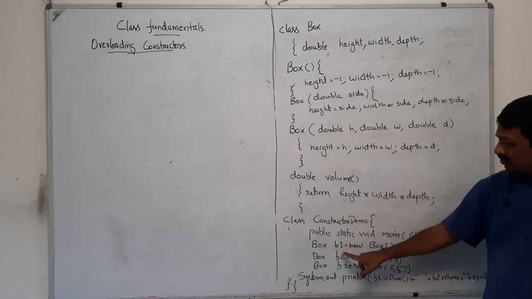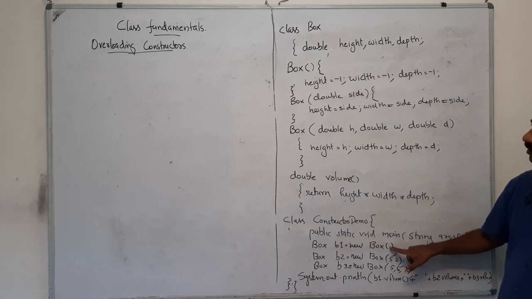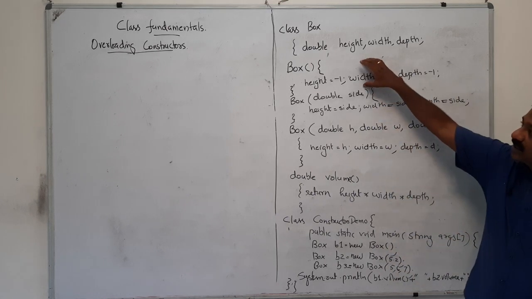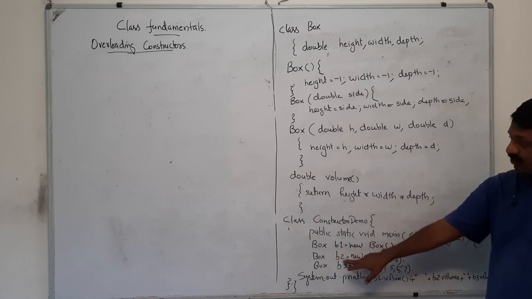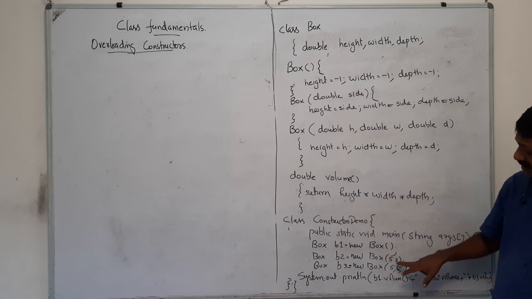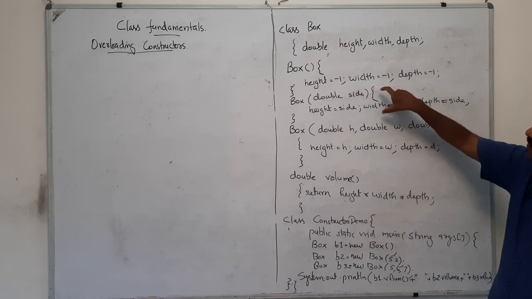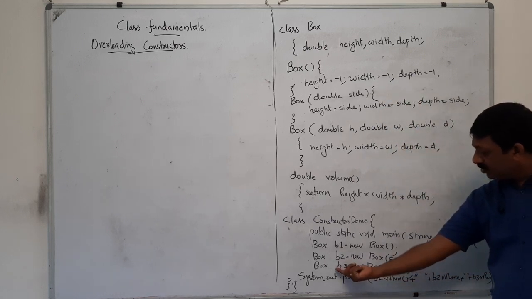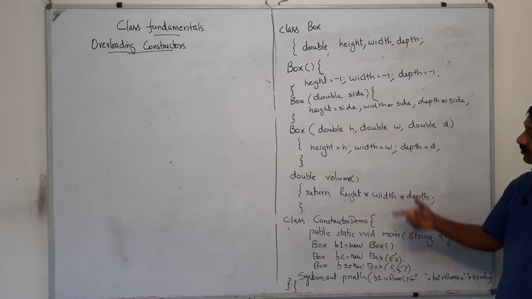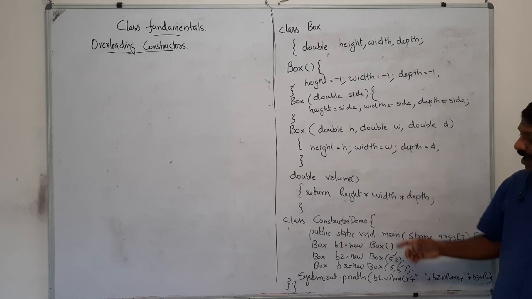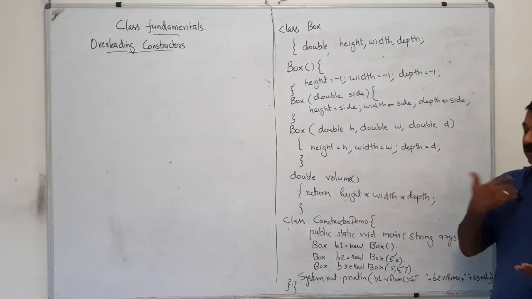When a box b1 is created, as this has no parameters, this constructor will be called. If you are creating a box b2, an object of type Box with a single parameter, then it will call this. And if you are creating a Box object with three parameters, it will call this. Depending on the number of parameters, the constructor called will be different.